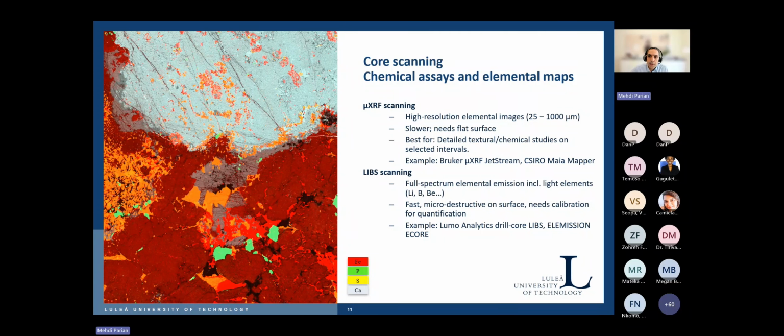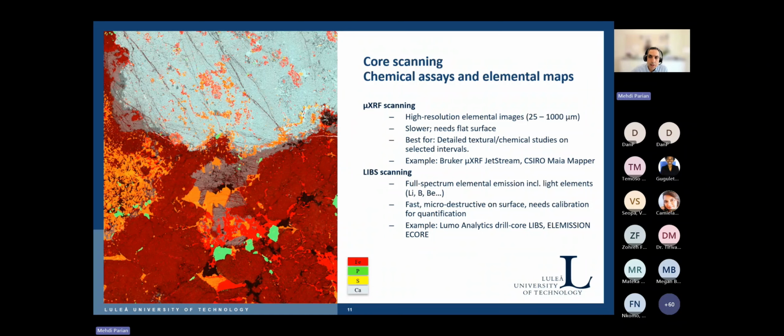A more advanced category of core scanning includes micro-XRF and LIBS systems. So micro-XRF can generate high-resolution elemental maps down to 20 micron, useful for studying textures. A resolution of 100 to 200 micron usually offers the best balance between speed and detail. It bridges the gap between bulk scanning and microanalysis. It's excellent for visualizing veins, alteration zones, and overall texture.